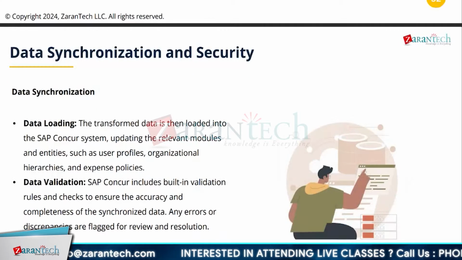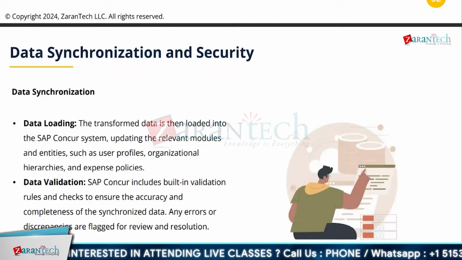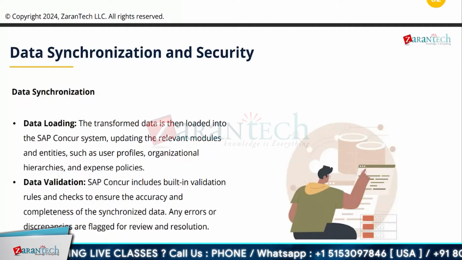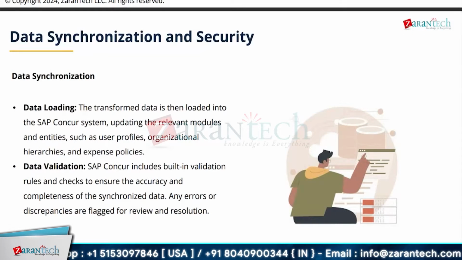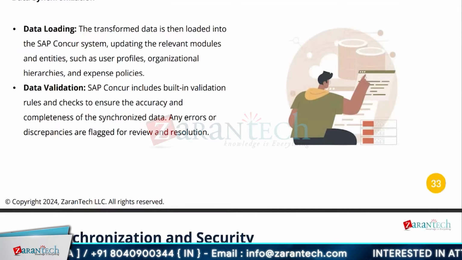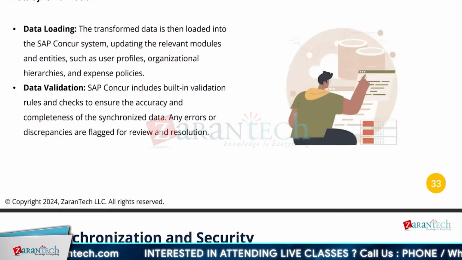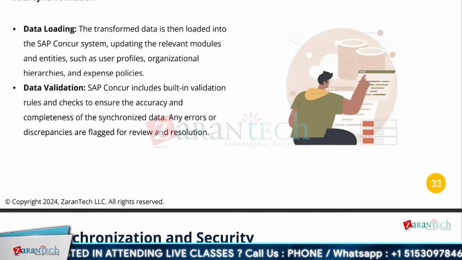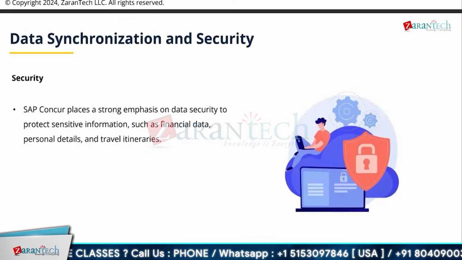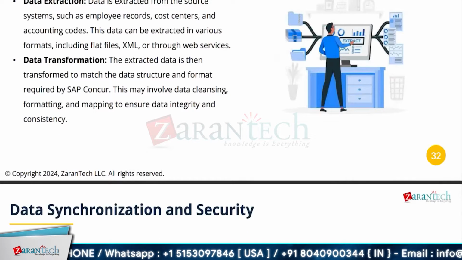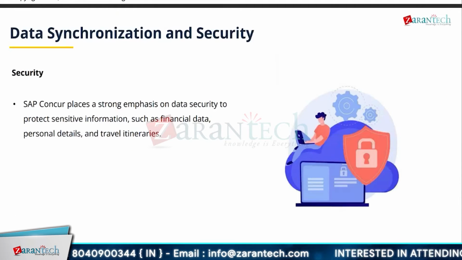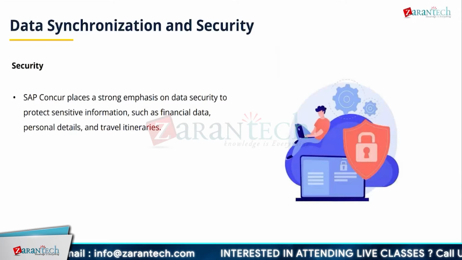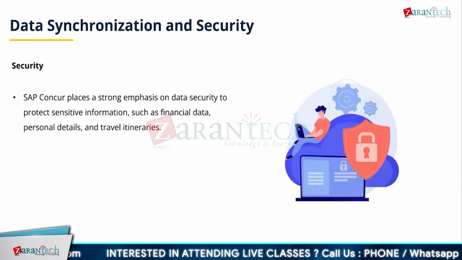Data loading. The transformed data is then loaded into the SAP Concur system, updating the relevant modules and entities such as user profiles, organizational hierarchies, expense policies, etc. Data validation. SAP Concur includes built-in validation rules and checks to ensure the accuracy and completeness of the synchronized data. Any errors or discrepancies are flagged for review and resolution. So those are the options available to fetch, transform, load, and validate the data, so that we ensure we pass the right data and it is processed in the right manner.